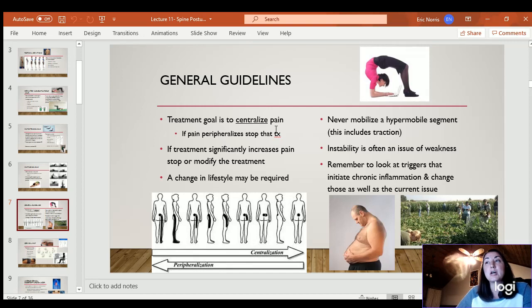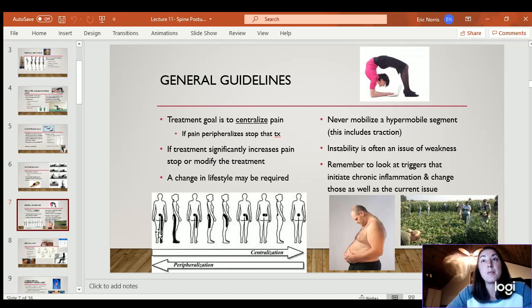But the main goal is to centralize the pain. So this picture below shows the pain centralizing. As it goes towards the right, the pain is getting less and less down the leg and more localized or centralized to the area of ailment, the area that is actually damaged itself. If it peripheralizes, that means it's actually getting worse down the leg. It's going further down the leg. That tells you that your treatment is not working. If the pain peripheralizes, you need to stop and try a different treatment.